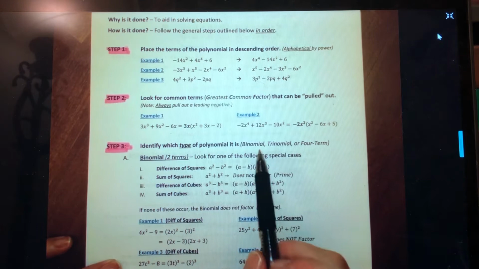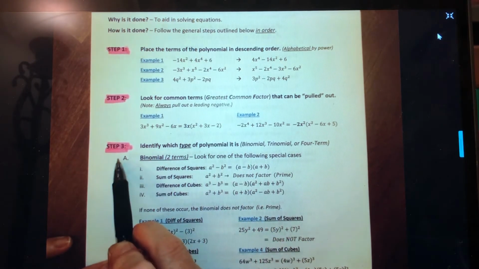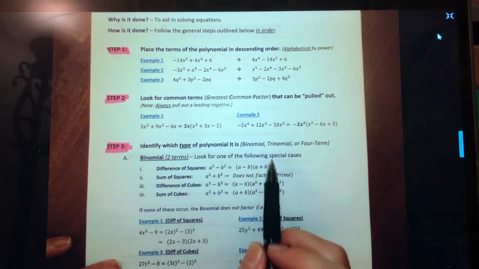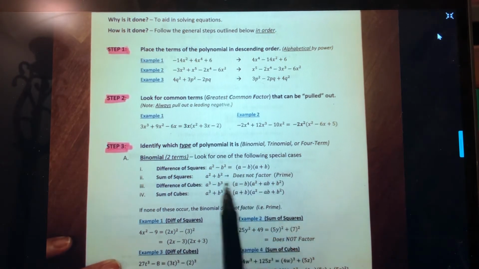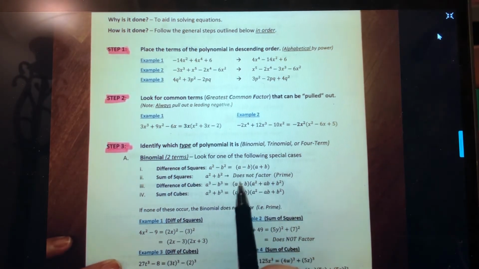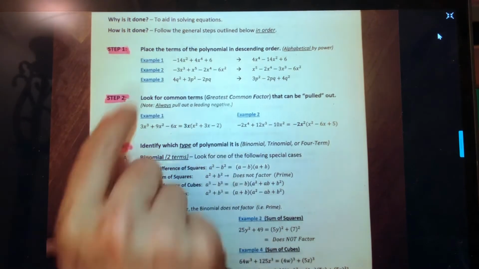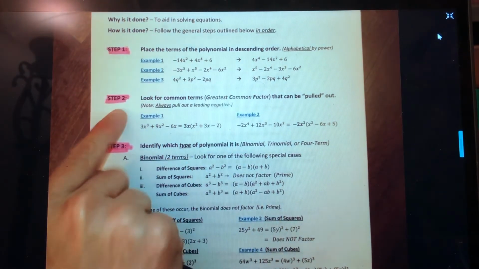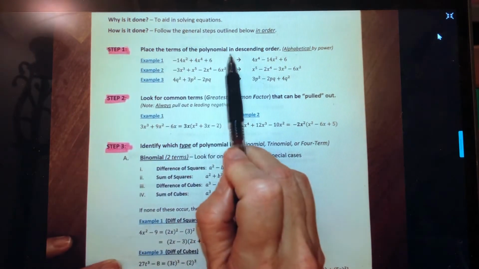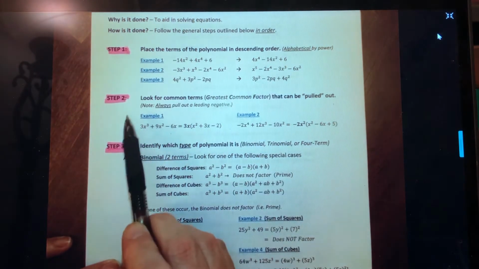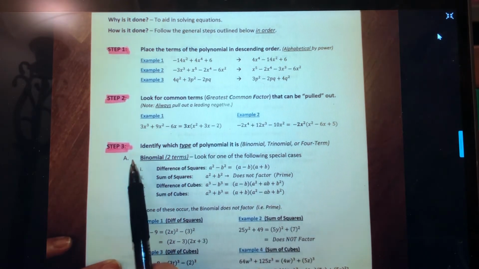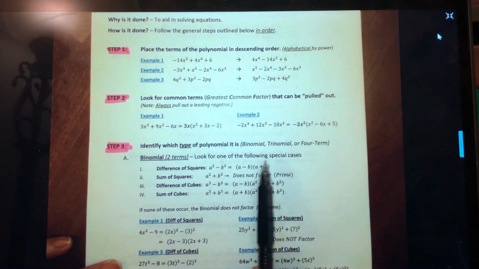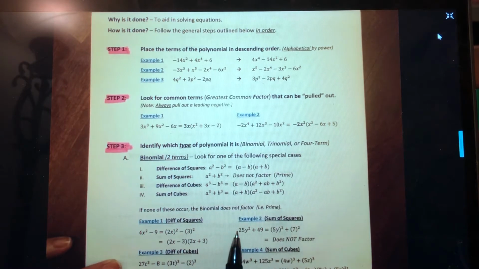But again, some students want to jump straight to step 3. They look at it right away and go, oh, I have a binomial, let me do it this way, or I have a trinomial. But I want to encourage you, please do not do that, because you can make mistakes if you forget to do step 1 and step 2. So again, step 1, place it in descending order. Step 2, factor out a GCF if you can, and then step 3, what type do I have? And then you'll go follow that appropriate method.